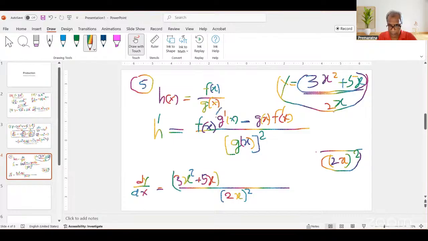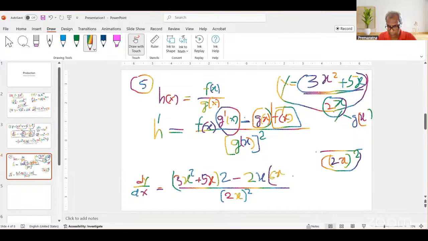Then this part, g(x) differentiate. When you differentiate this one, this is g'(x), so the answer becomes 2, then the minus sign here. Then g(x), this equation as it is, 2x. Then the numerator differentiate, when you differentiate the numerator it becomes 6x plus 5. So that's what we call the quotient rule.